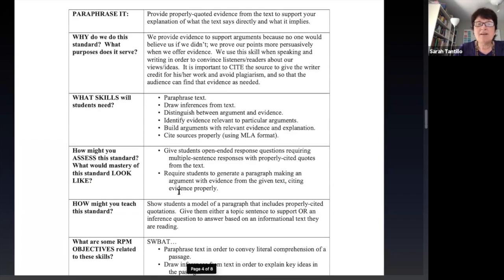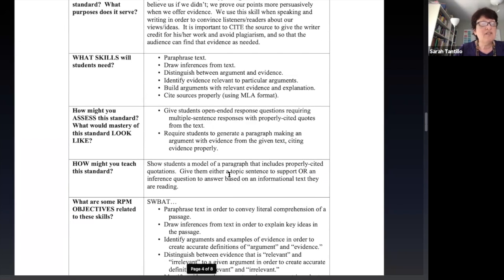So keep that in mind. Then you want to think about how you might assess the standard. Again, I just put a couple of ideas here. There are many different ways that you might assess this particular standard. Similarly, there are many different ways you might teach this standard. Again, it depends on what skills you want to emphasize.